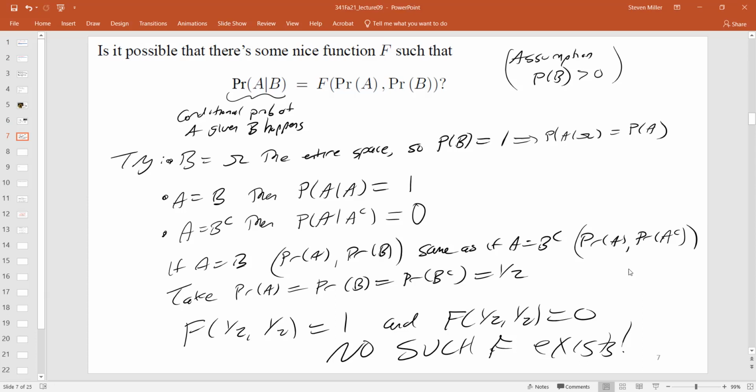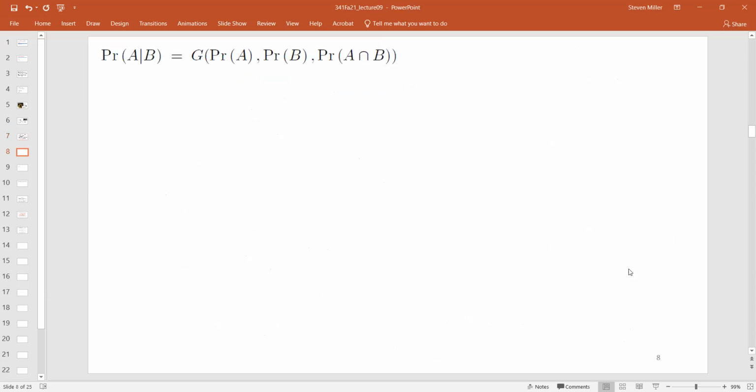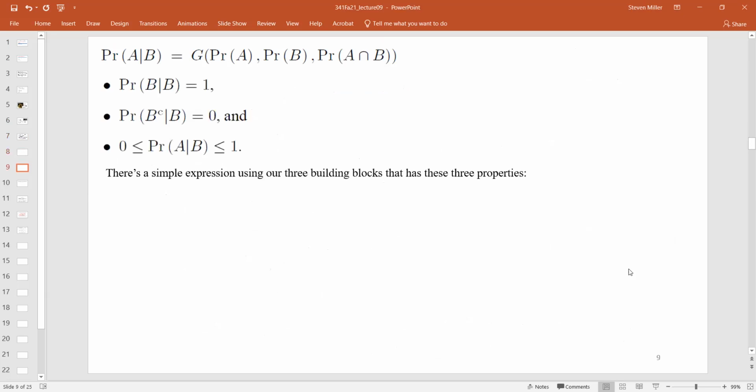Okay, so we haven't proven what the formula is, we've just proven what it is not. So we want to try to find a more involved formula. It's going to depend on the probability of A, the probability of B, and let's add something new: the probability of A intersect B. So this means A and B happen.